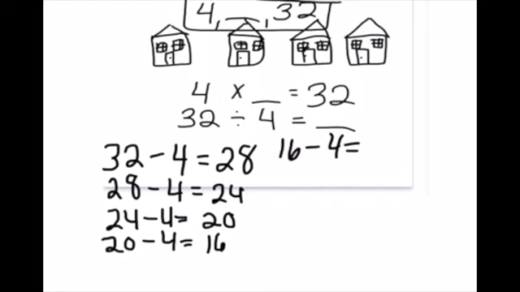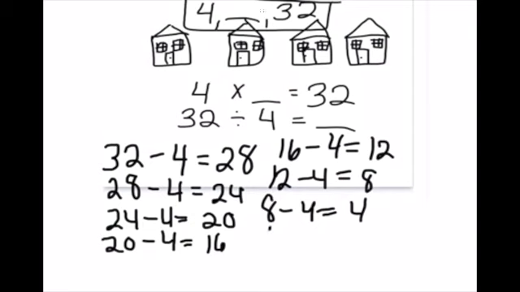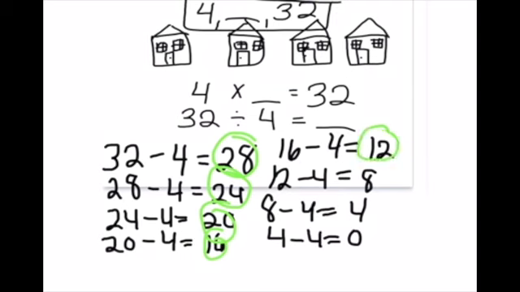16 minus 4 is 12. 12 minus 4 is 8. 8 minus 4 is 4. And then 4 minus 4 is 0. So how many times did I take away 4? 1, 2, 3, 4, 5, 6, 7, 8 until I got to 0. So our missing number or our unknown factor is 8, right?